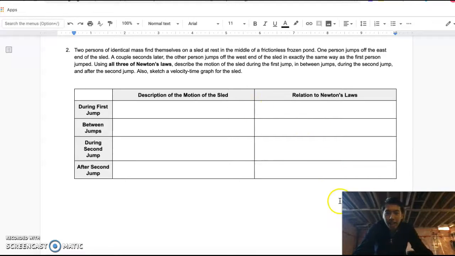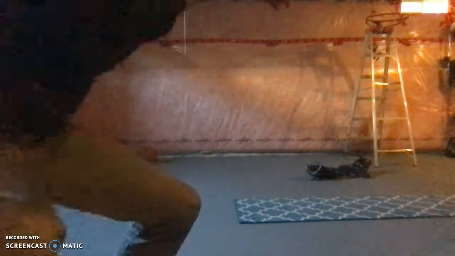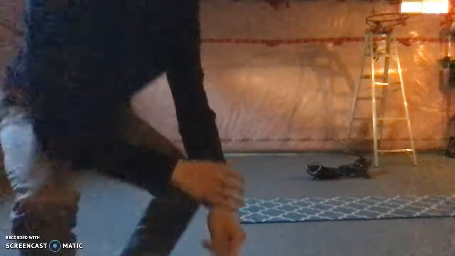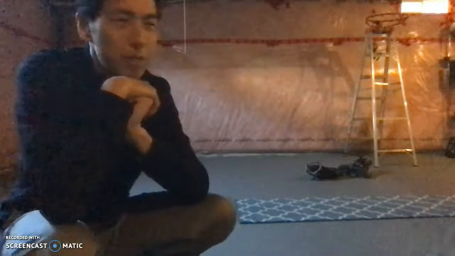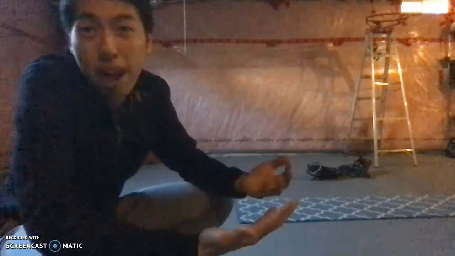Before I get into that, I want to try to demonstrate what's going on with people jumping off a sled here. That's why I'm in my basement. That's where I do my stunts. Okay. This is supposed to be a sled on a frictionless surface. I don't have a frictionless surface in the basement, obviously, but I'm gonna try to simulate something. Let's use our imagination here.